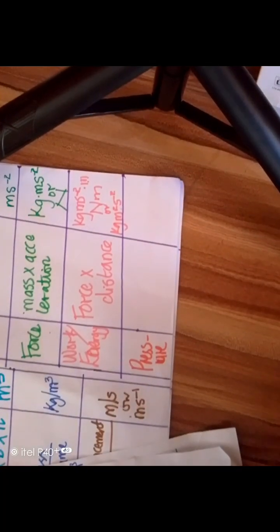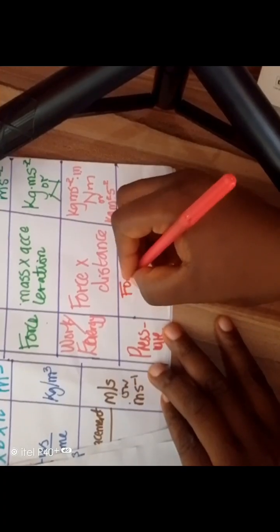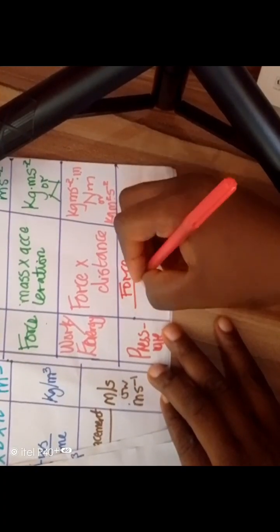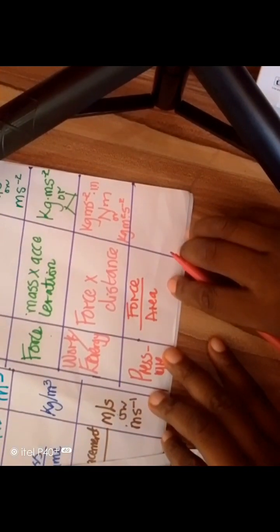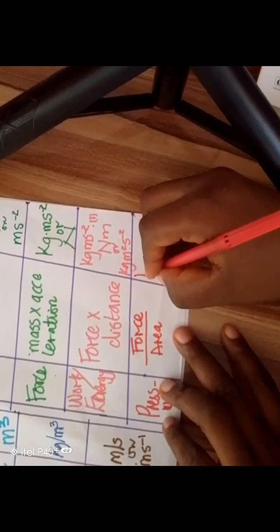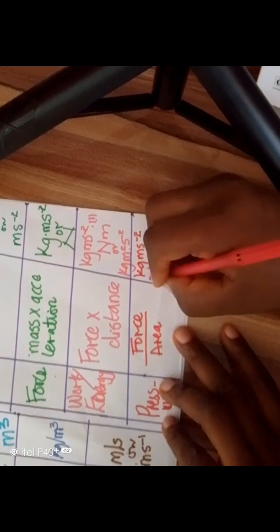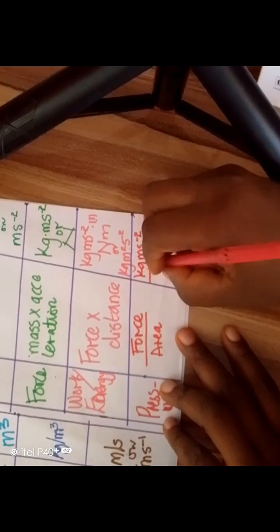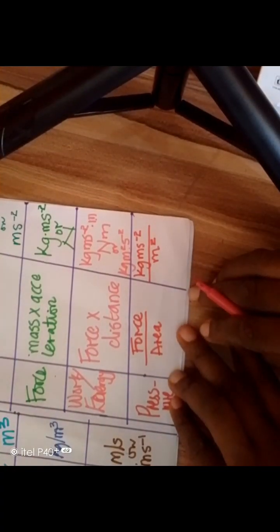Okay, now we'll come to pressure. So what is our pressure? We have that pressure is force over area. What is pressure? Pressure is force over area. And already we have found our force. Remember our force? Yeah. So we pick our force. Our force is this. And what is our area? Our area is not m square? Very good.